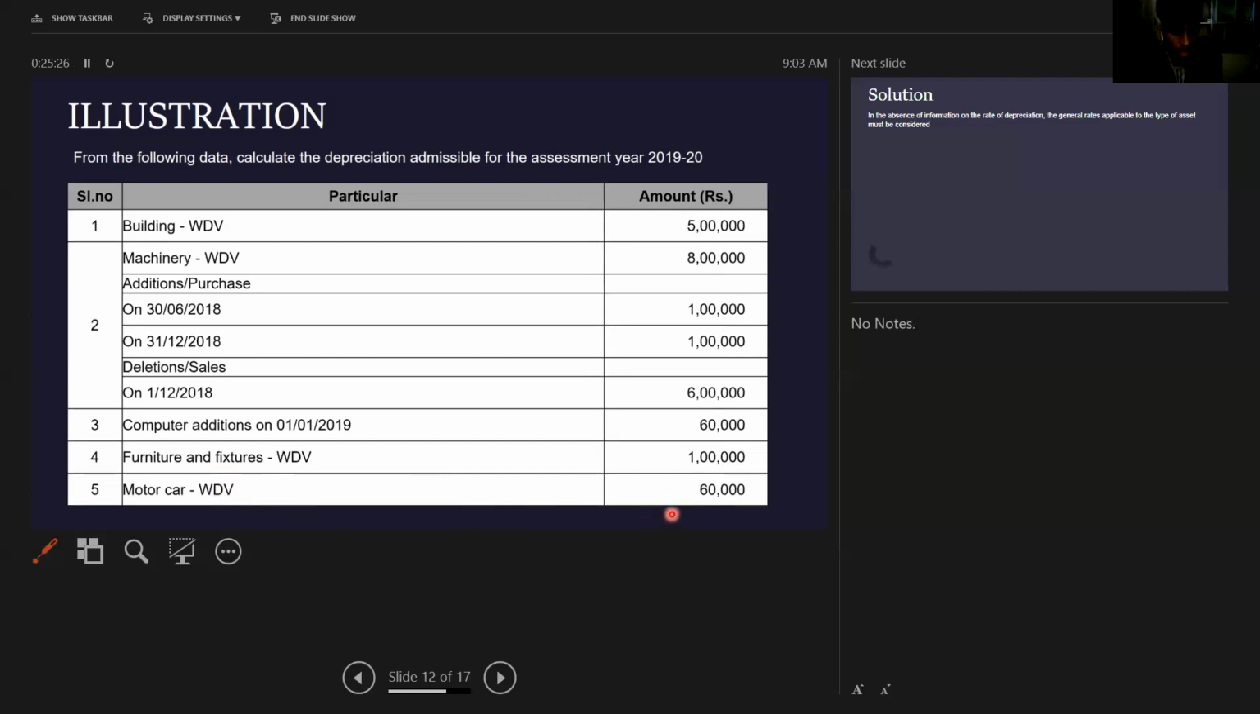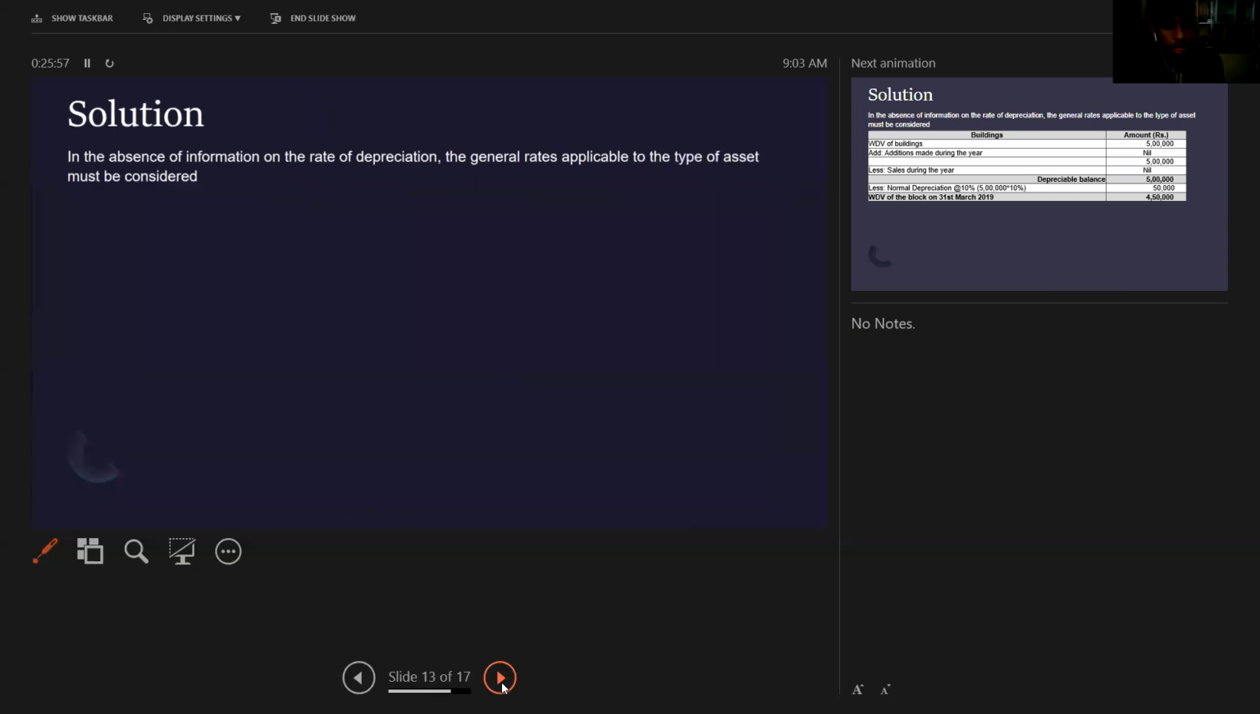Now, if you see it from a broader point of view, we classify the block of assets into major categories like building, plant and machinery, furniture, and intangible assets. But you can see here, there are no intangible assets. So we will categorize the assets into their depreciation rates, and then we'll calculate for each asset. As you all know, the rates of depreciation are already mentioned in our notebooks.